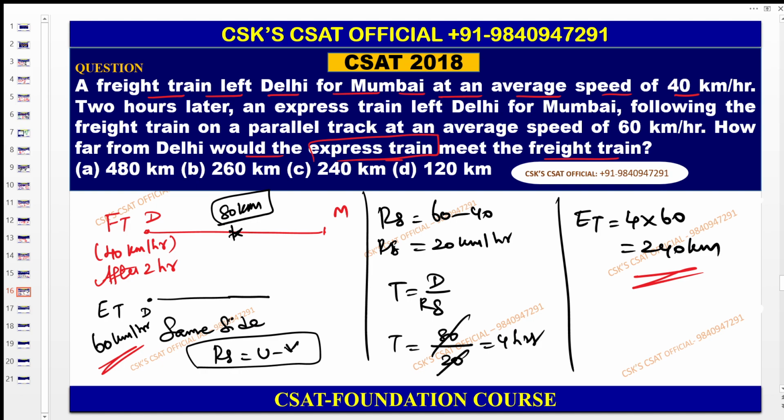Even you can calculate with the freight train also. But here what you need to do is calculate with 6 hours, since the starting position here is Delhi only. So 6 into 40 becomes 240. So that also you can do. But focus only on the express train. The question is about the express train. So therefore 4 into 60. That would be better. Without any confusion you can do. Okay. Shall we move on to the next one?